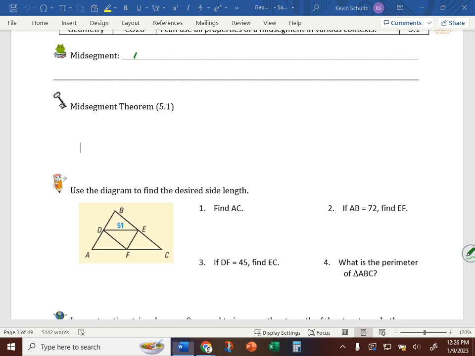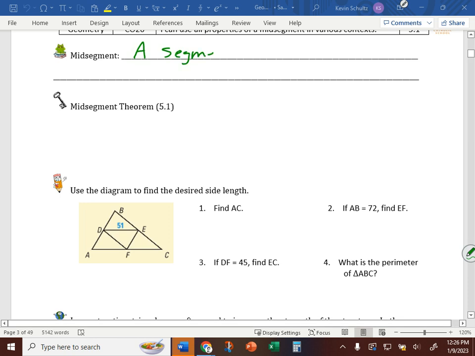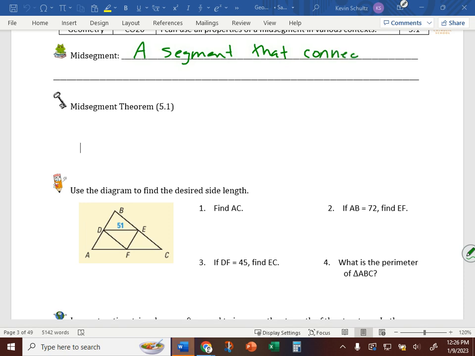A midsegment is a segment that connects the midpoints of two sides of a triangle. A midsegment is a segment that connects the midpoints of two sides of a triangle. Okay.